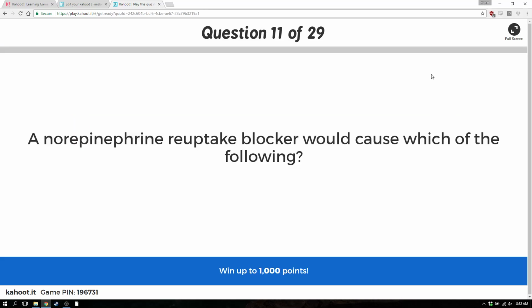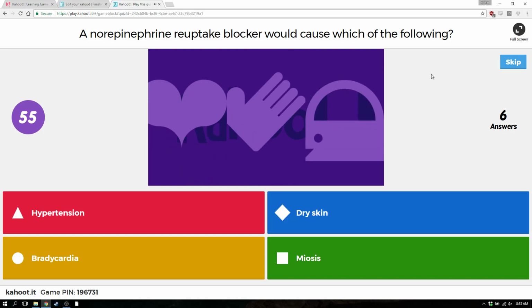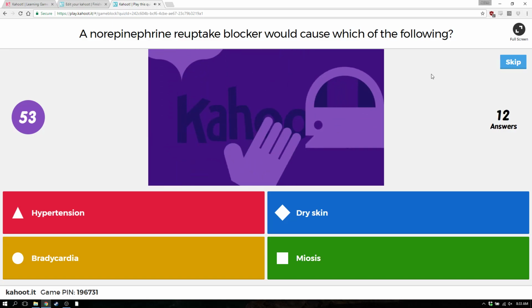Okay. A norepinephrine reuptake blocker would cause which of the following? So we're blocking the reuptake of norepinephrine. Think about your cocaines. Think about some amphetamines.